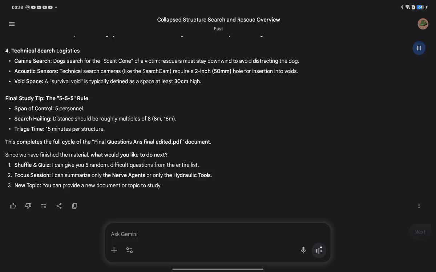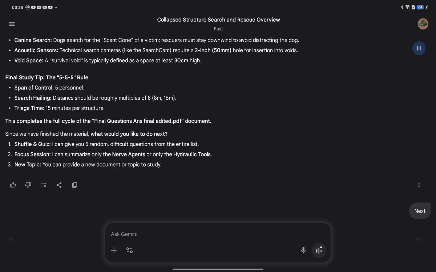Acoustic sensors. Technical search cameras, like the search cam, require a 2-inch (50mm) hole for insertion into voids. Void space. A survival void is typically defined as a space at least 30 centimeters high.